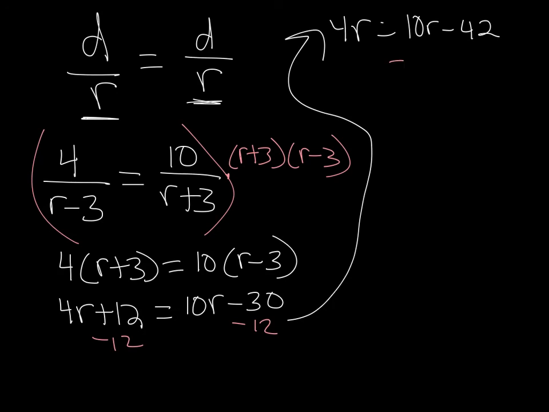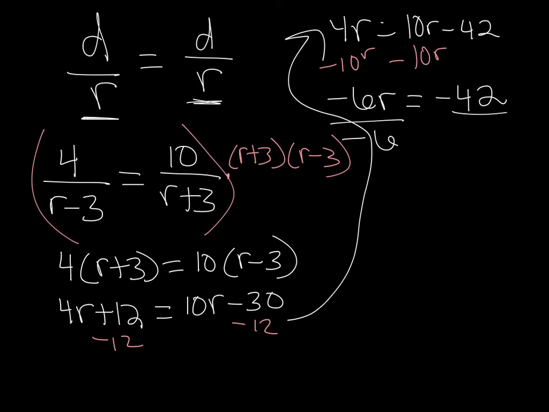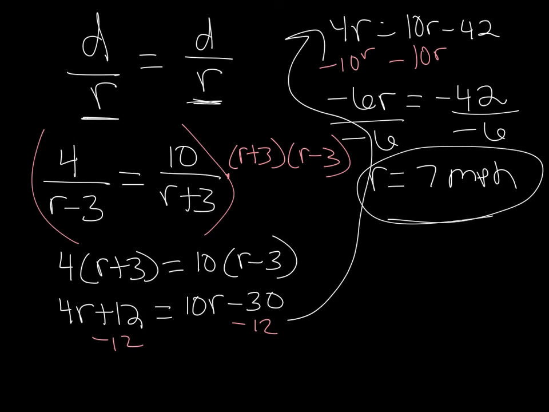Now take the 10r off. So you have minus 6r is equal to minus 42. Divide by minus 6 and solve for r. You get r is equal to 7 miles per hour. Okay, so that's the rate in still water. I hope that makes a little bit more sense. As always, please let me know if you would like additional examples.